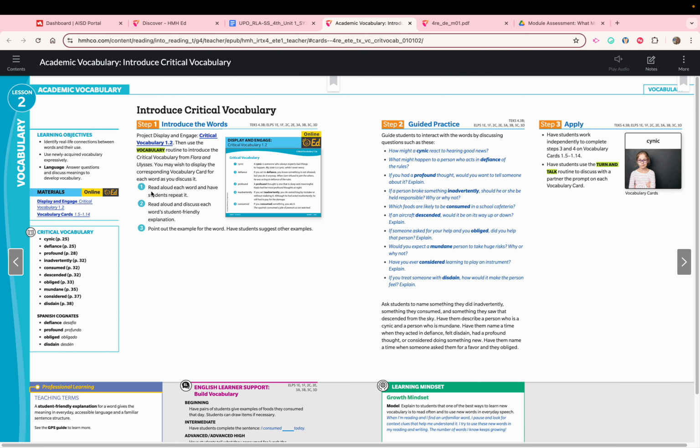It even says here, right, read aloud each word, have students repeat it, read aloud and discuss each word's student-friendly explanation, point out the example for each word, have students suggest other examples, so keep it pretty simple. Then there's a guided practice, so guiding students to interact with words by discussing questions such as these, and here are some of the questions, right?